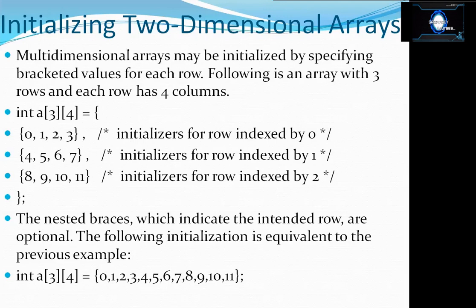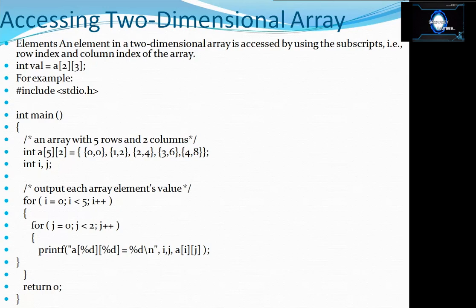The nested braces which indicate the intended row are optional. The following initialization is equivalent to the previous example: int a[3][4] equals, in braces, 0, 1, 2, 3, 4, 5, and so on up to 11.